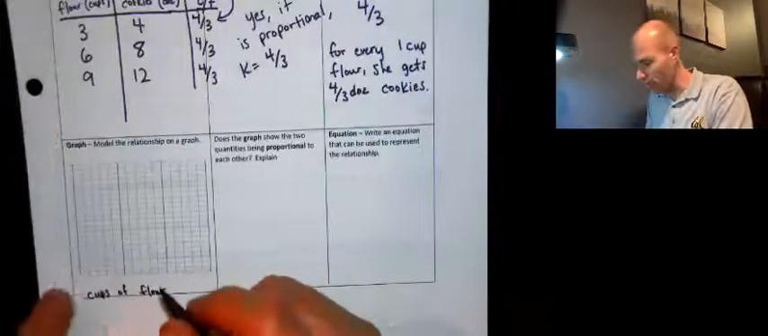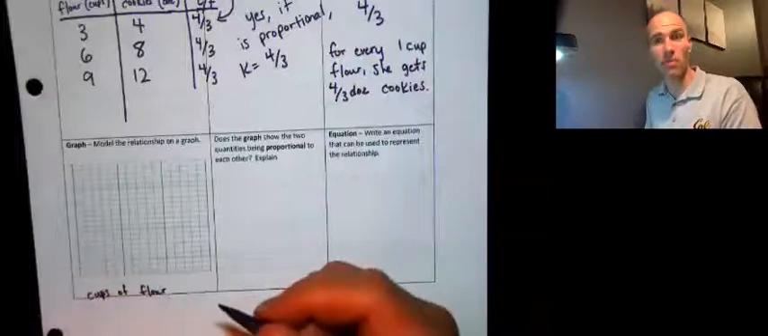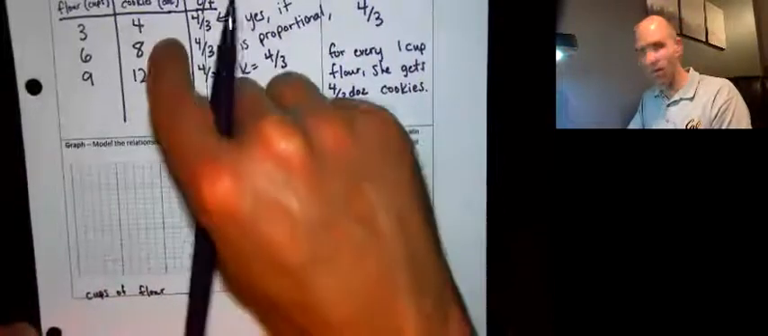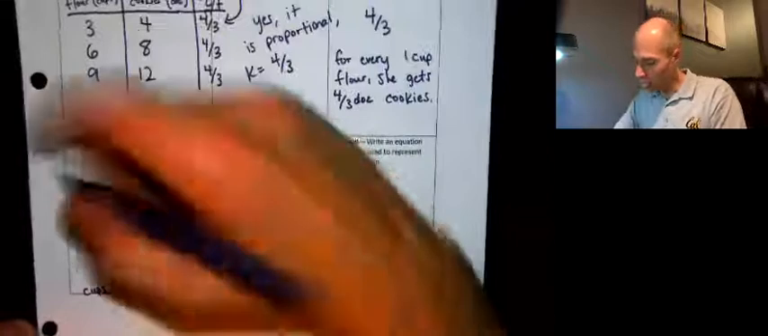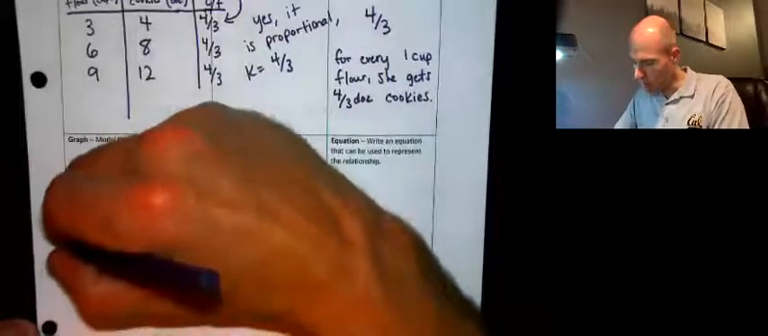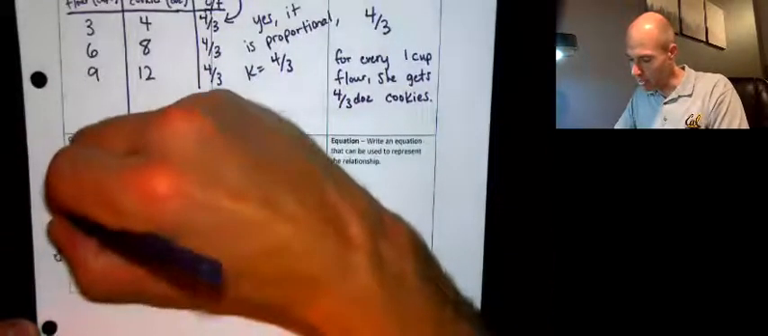Make sure you leave yourself enough room to label some of these boxes. We're going to do some scaling. And then the Y axis should be cookies. And we should indicate that we're talking about dozens.